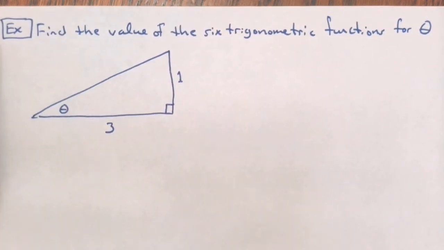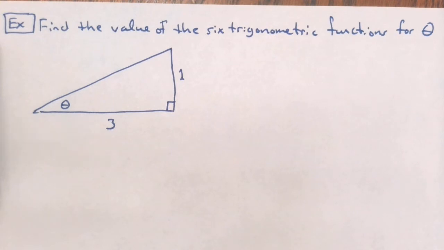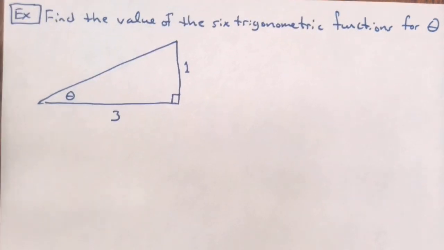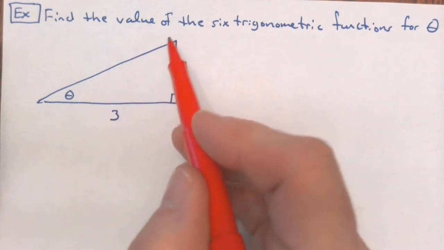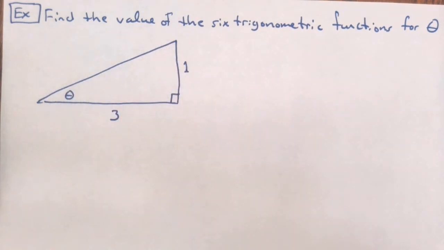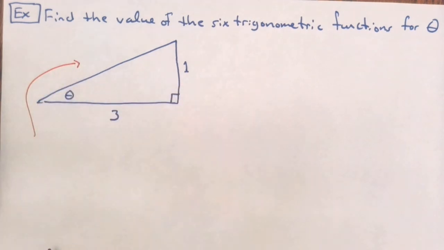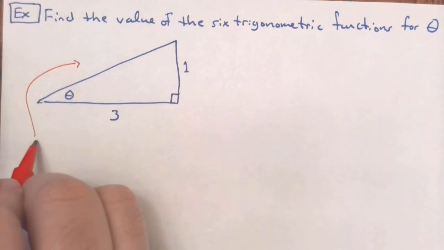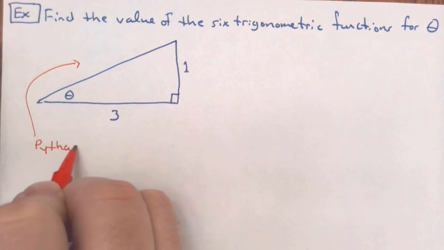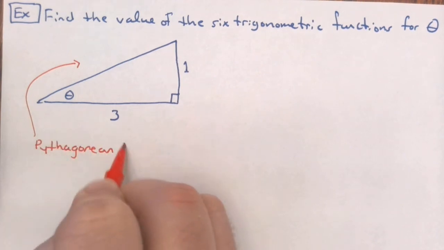For this next example, we're going to find the value of all 6 of our trigonometric functions. We're given a right triangle again, and this time we are only given the length of 2 of our sides. We're going to need to calculate the length of the missing side. In this case, our missing side here is our hypotenuse. To calculate the length of a missing side, when you have 2 of the 3 sides of a right triangle, you're going to use the Pythagorean theorem.